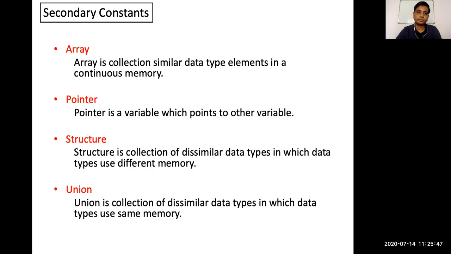Got it? Now the next ones are array, pointer, structure, and union. These are only definitions, because there is a separate chapter for array, pointer, structure, and union afterwards. Array is a collection of similar data type elements in continuous memory. So it should be stored in continuous memory. It is a very important one, and it is a collection of similar data type items.